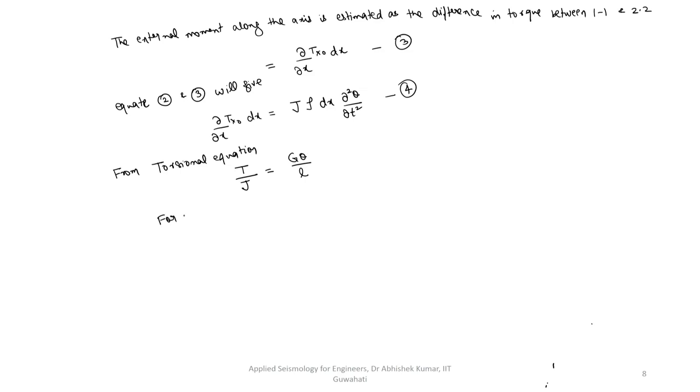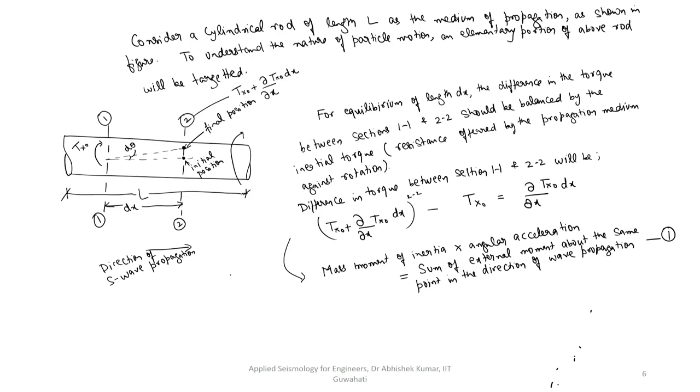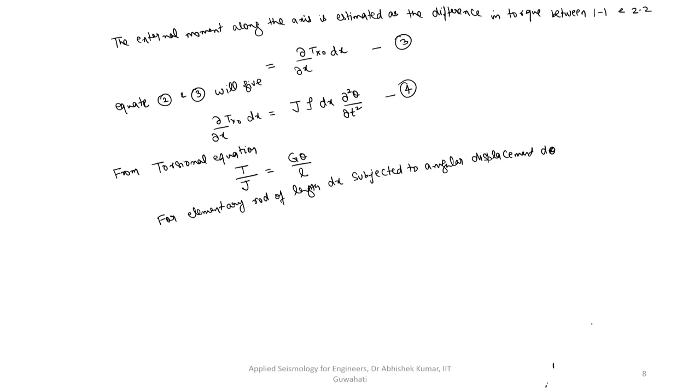For an elementary rod, a rod of length dx subjected to angular displacement d theta, let me correct this part. So, this will be equal to d theta in the length dx. So, you can write accordingly for the elementary length, the value of T over J can be written as G times dou theta over dou x, for each increment, not in the entire length of dx. This will be equal to dou theta over dou x.